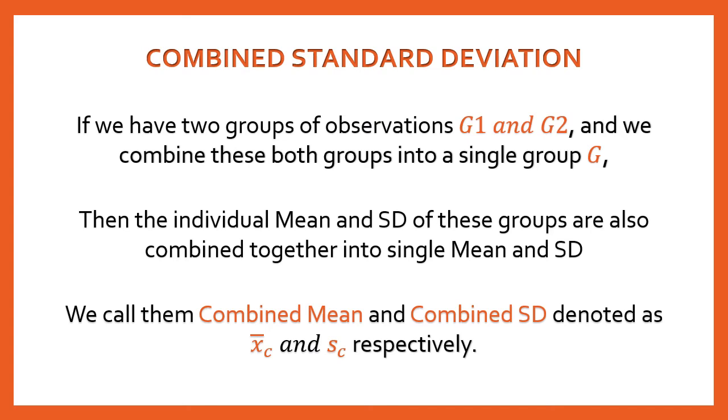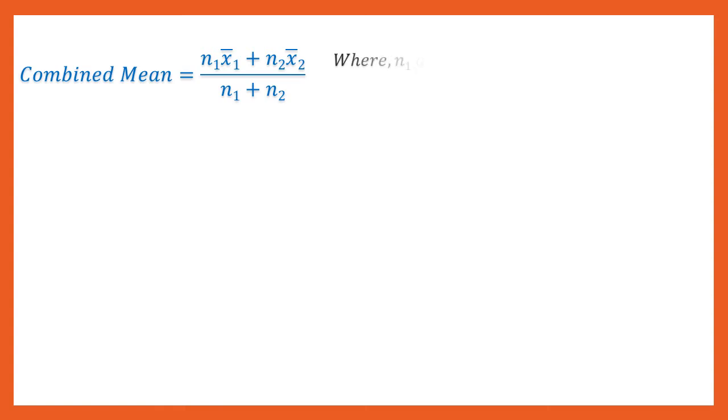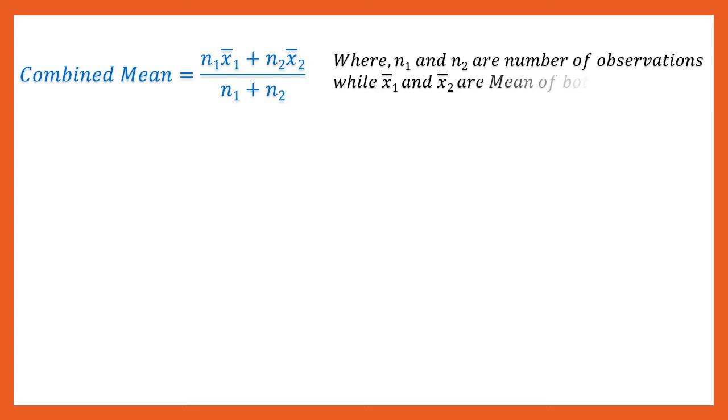Now from the third chapter, we do remember the formula of combined mean. Let's see. Combined mean = (n1 x bar 1 plus n2 x bar 2) upon (n1 plus n2). Now this is the formula for combined mean, where n1 and n2 are the number of observations while x bar 1 and x bar 2 are the means of both the groups.